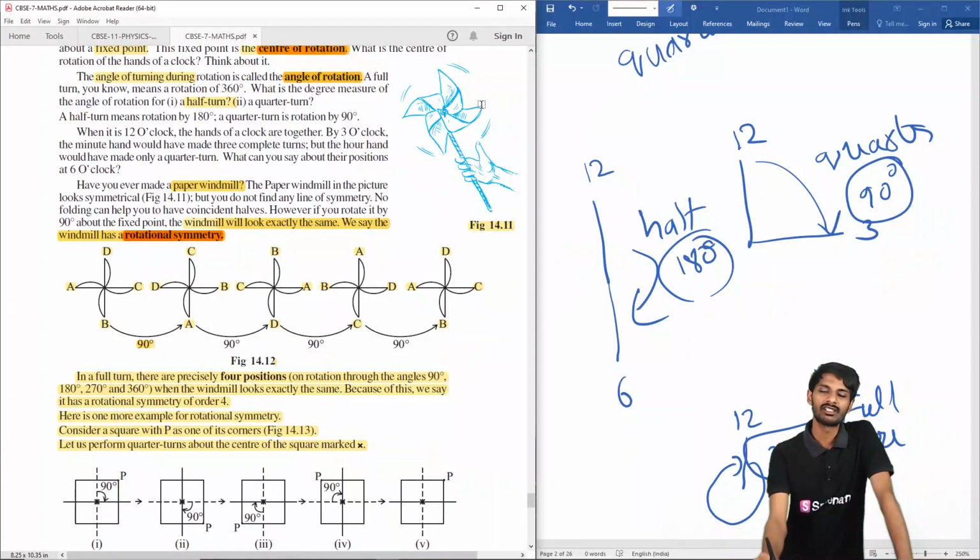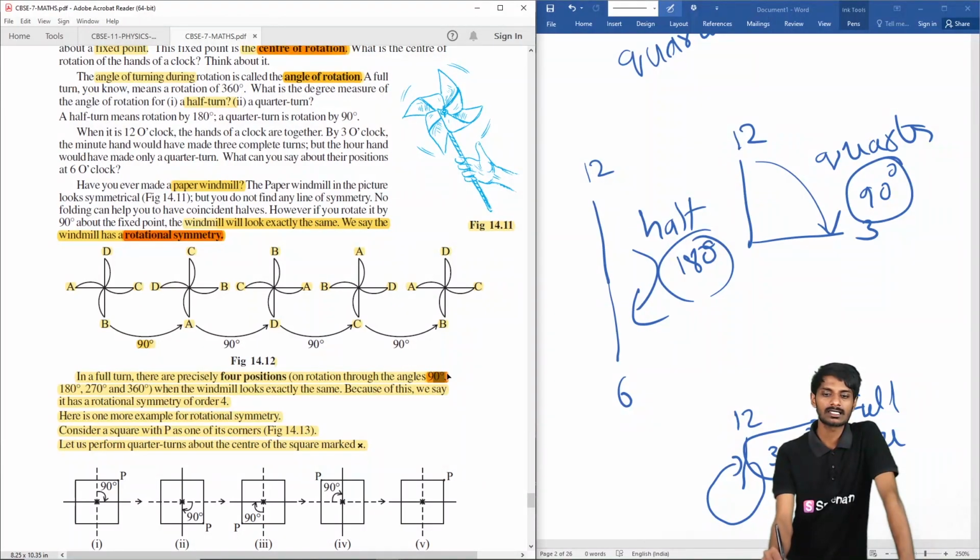So the windmill is having the rotational symmetry. For every 90 degrees of turn, it is showing the symmetry. So here it is having the rotational symmetry. And what is the angle of rotation? Rotational symmetry angle is how much? So it is 90 degrees.